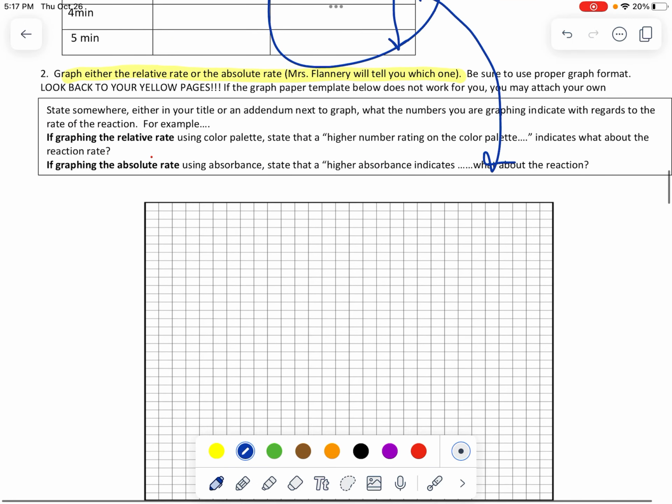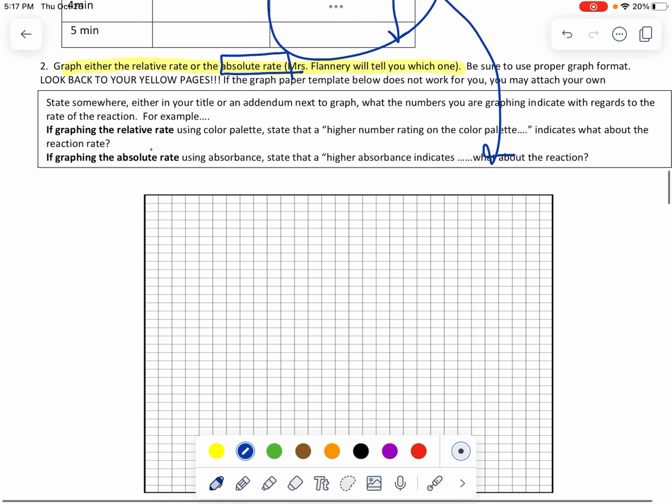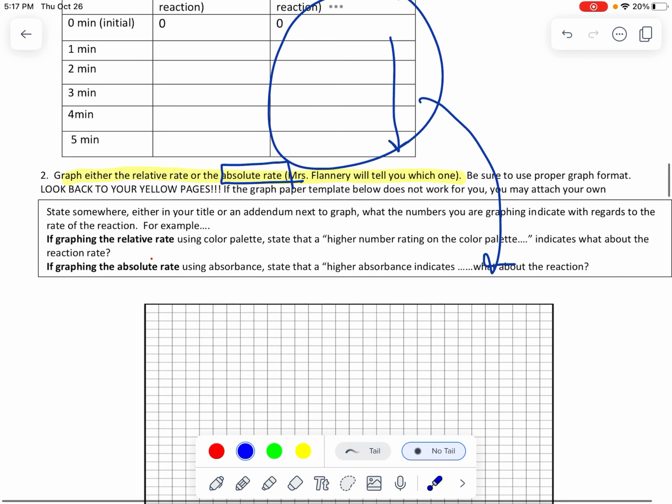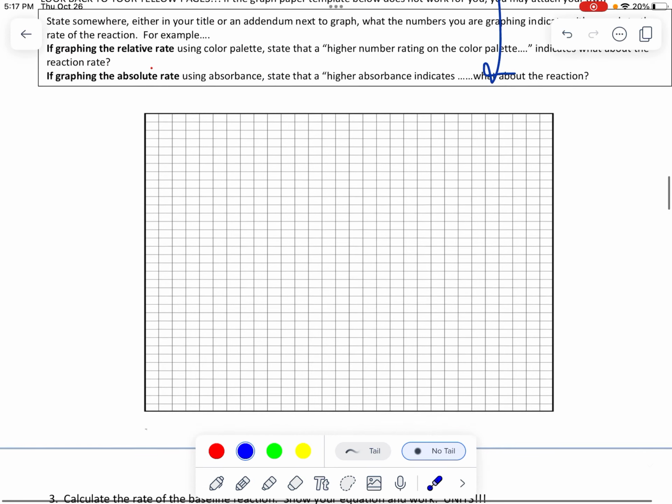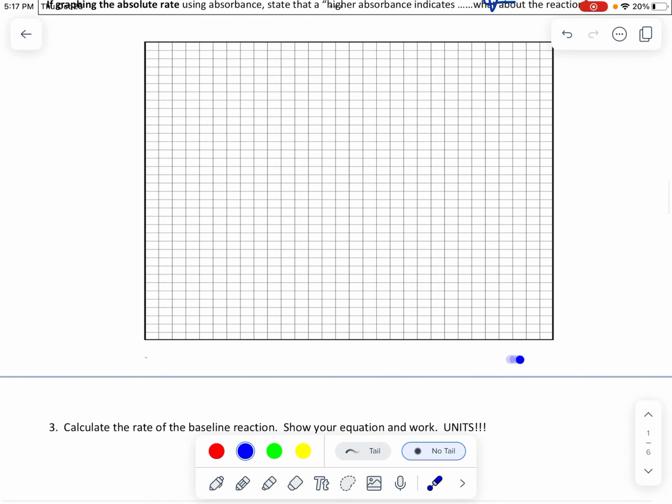So when you're graphing down here, it says graph either the relative rate or the absolute rate. Mrs. Flannery will tell you which one you're doing, the absolute rate. So you're graphing the absorbance, okay? So you can do a time at 0, which is 0 and 0. You're going to have time here, and then your absorbance here.